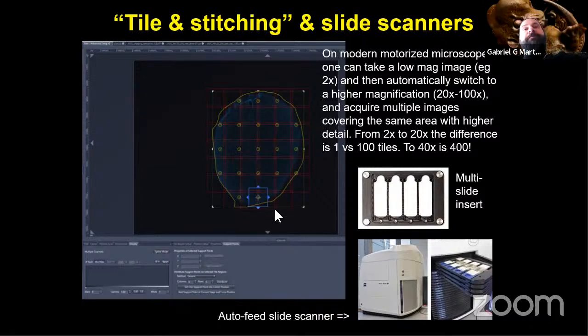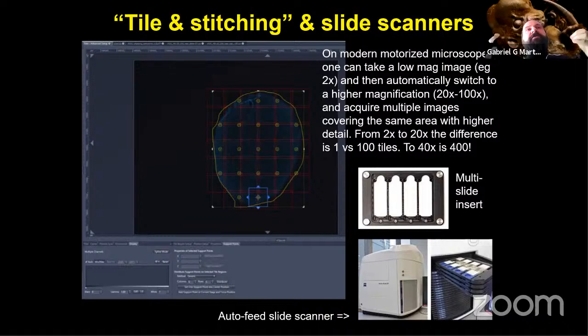But you can take a snapshot of it on an automated microscope capable of high throughput acquisition. You can define an area where you want the microscope to go, because the stage is motorized and the switching of objectives is motorized as well. The microscope can go to each individual portion of this area, acquire a high resolution image, and acquire multiple images of this automatically.